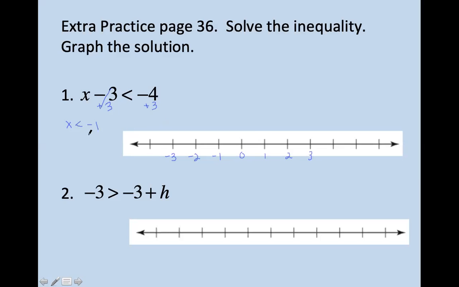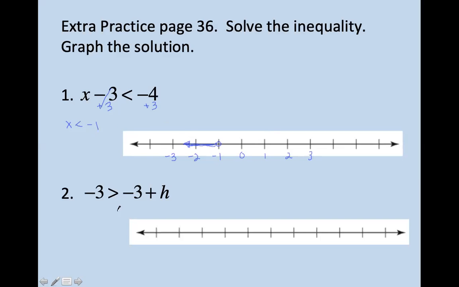So notice there's no equal sign, which means I put, and we talked about this last lesson, an open circle on -1, and my solutions are anything that goes to the left of -1 on the number line. So anything over here.